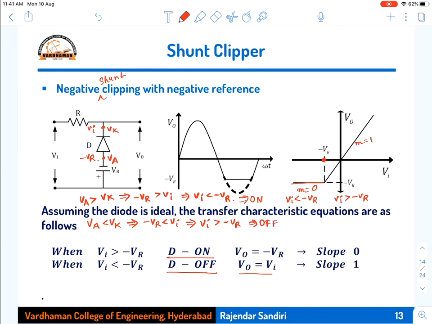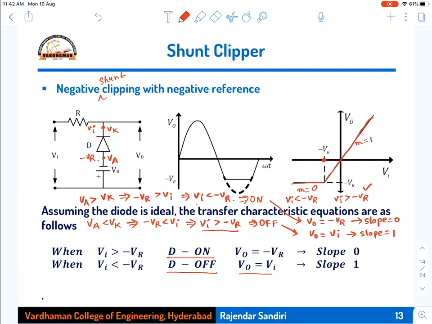In this case, when the diode is on, you will be getting a short circuit. Therefore your output voltage V0 is equal to minus Vr. Then when the diode is off, the output voltage is the same as the input voltage. So in this case the slope is 0. In this case the slope is 1. So for Vi greater than minus Vr, the slope is 1. You got it like this.